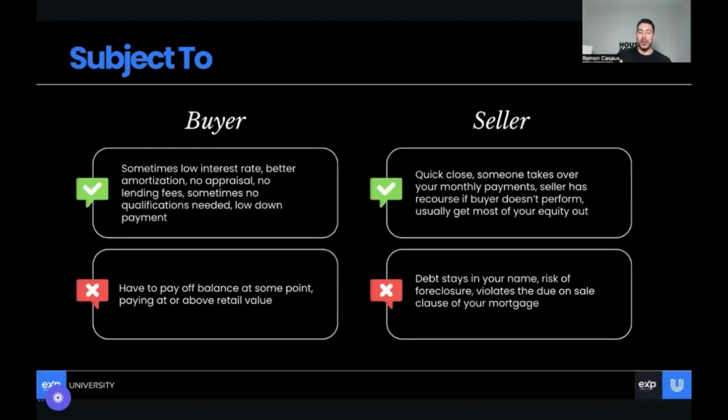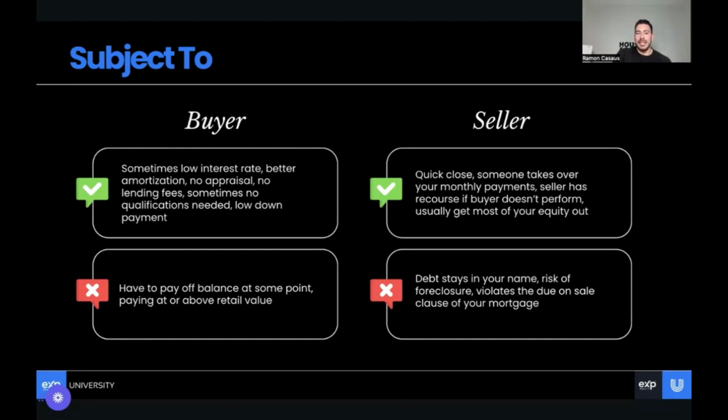So no, appraisals are not required. However, the buyer and the seller, if they want to do that, they can. There are no lending fees involved because there is no mortgage company. So that is a saving for the buyer. And sometimes no qualifications needed. And again, not promoting or condoning no qualification, just saying that sometimes the seller does not ask for much.